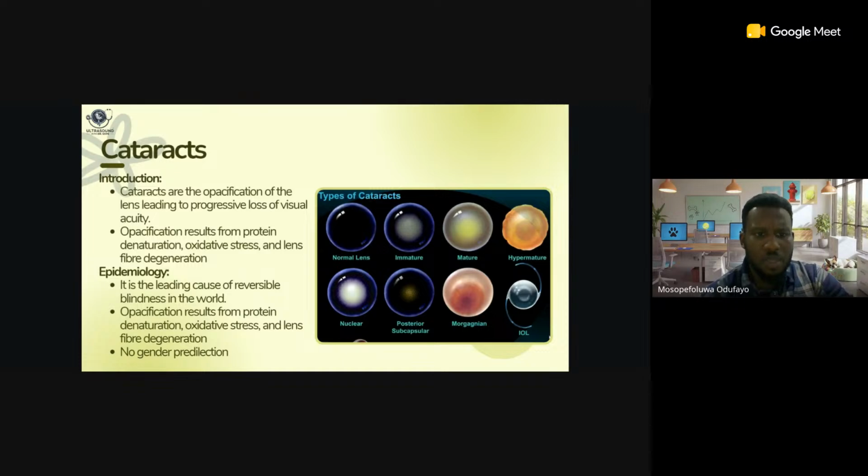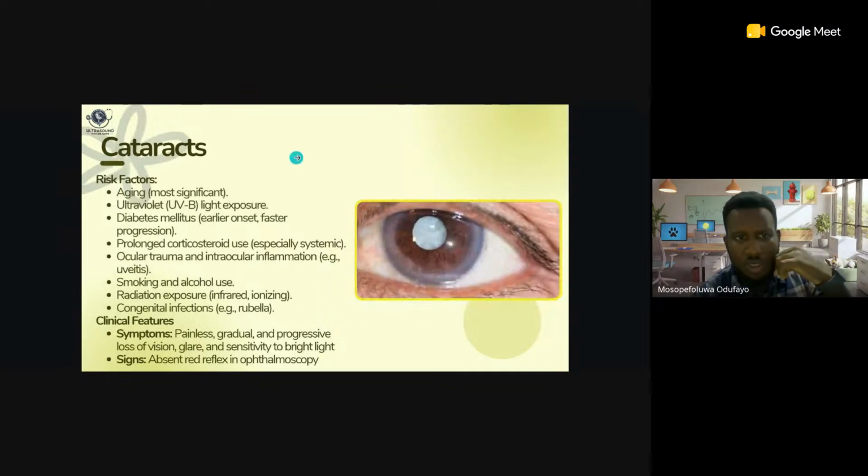So, what's the epidemiology like? The most important thing you need to know is that it is the leading cause of reversible blindness in the world, and it has no gender predilection. No male, no female, higher than the other, and it's the leading cause of reversible blindness. Risk factors: aging is the most significant. Sometimes exposure to ultraviolet light.